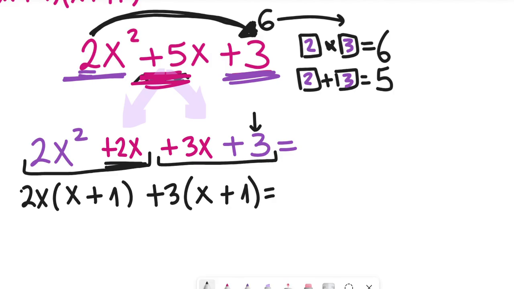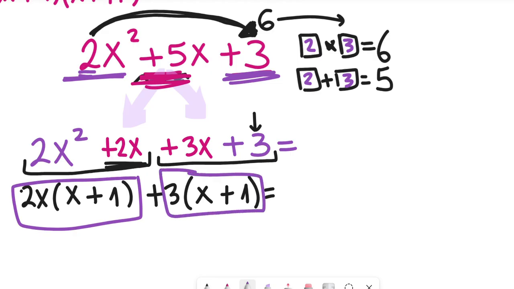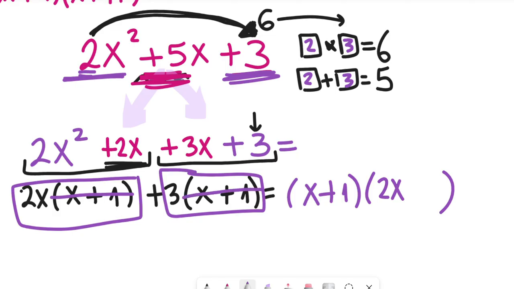Then we say the left side and the right side. What do they have in common? Oh, there is an x plus 1 in both of them. When we get x plus 1 from the first one, we have 2x left. When we get x plus 1 from the second one, then we get 3 left. That's it. We are done.